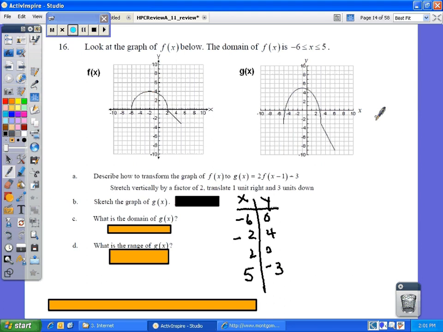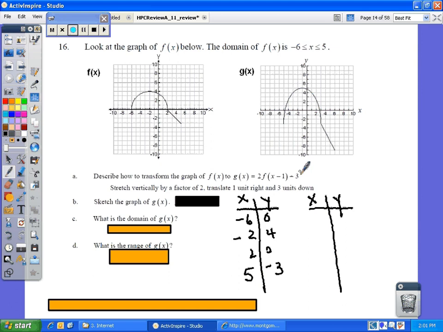Now I have my description of the transformations to be applied written out here. So I'm going to create a table of values for my new graph, the g-graph. And I'm going to use these guiding points to help create my new g-graph. So it says I was supposed to stretch my y values vertically by a factor of 2 and then subtract 3.